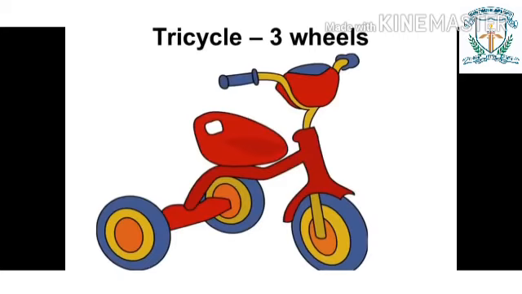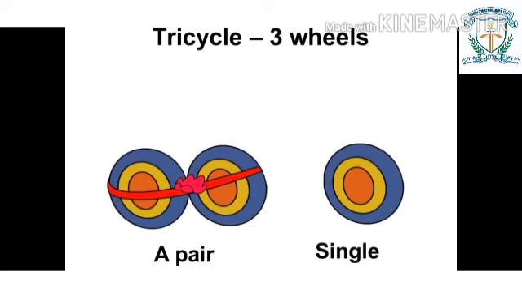Remember, the tricycle which all the kids love to ride as a baby, it has 3 wheels. Then, how many pairs can we make with them? Let us see. 1, 2, 3 wheels. 1, 2 make a pair. The third one, that is, the front one, is left alone. So, only a pair of wheels can be formed and only one wheel is left alone.